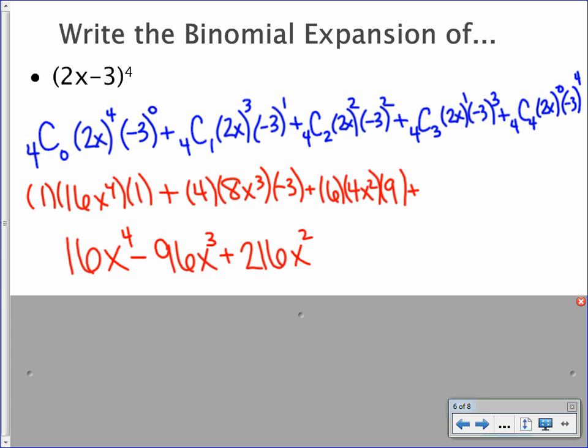4 combinations of 3. We're moving on to our fourth term. 4, 2x to the first, 2x. Negative 3 the quantity cubed, negative 27. So our fourth term is negative 216x. And then our last term, 4 combinations of 4 is 1. 2x to the 0 is 1. And negative 3 to the fourth would be 81.